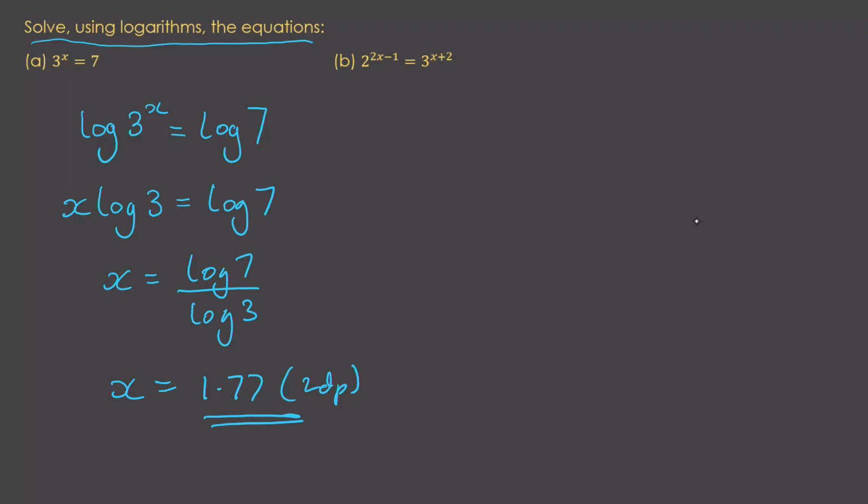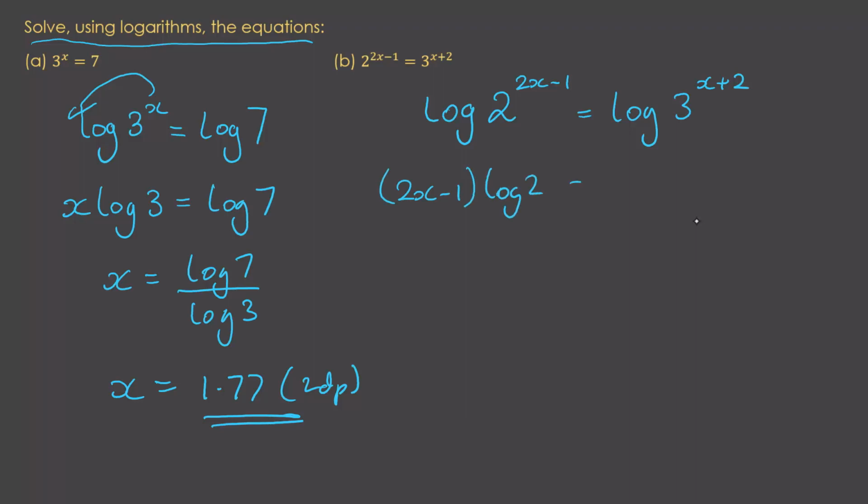Same idea here, a bit more complicated example. I'm just going to take logs to the base 10. Log to the base 10 of 2 to the power 2x minus 1 is log of 3 to the power x plus 2. Now we're going to use the same log law where the power drops down in front, but you need to make sure that the whole of that 2x minus 1 multiplies the log 2, so it needs to be in a bracket. And the same idea over here with the x plus 2.